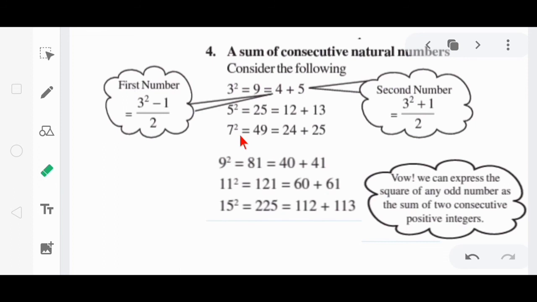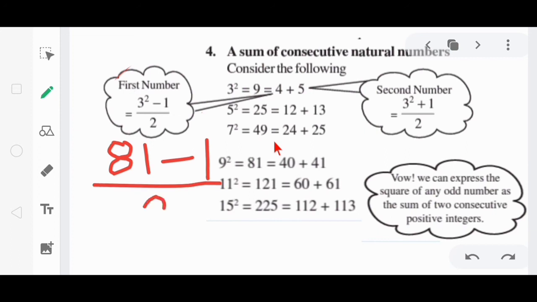Sum of consecutive natural numbers. If we have squares of odd numbers, these are the odd numbers and these are the squares of these numbers. So we can write these numbers as a sum of two consecutive numbers. But how to find that? First write the square number, subtract 1 from this number and divide by 2, and the obtained result is 40. This 40 is the first number of the pair, and after it we get 41. So 40 and 41 are the numbers and they give the sum of 9 square, which is 81.